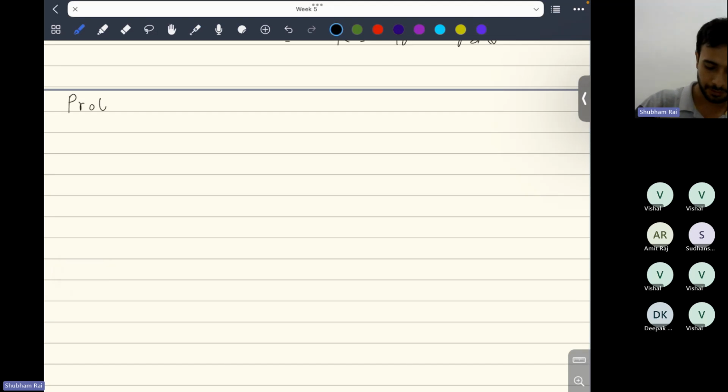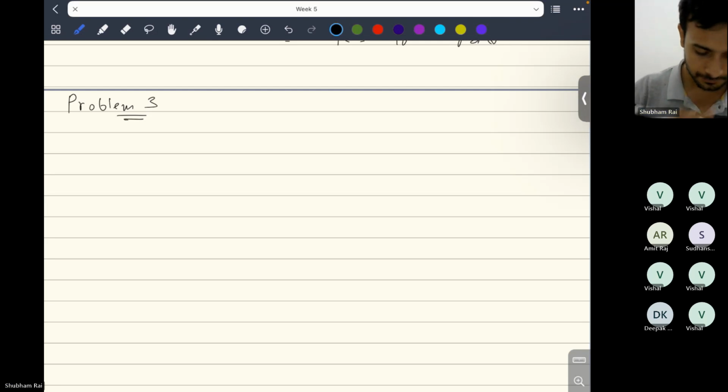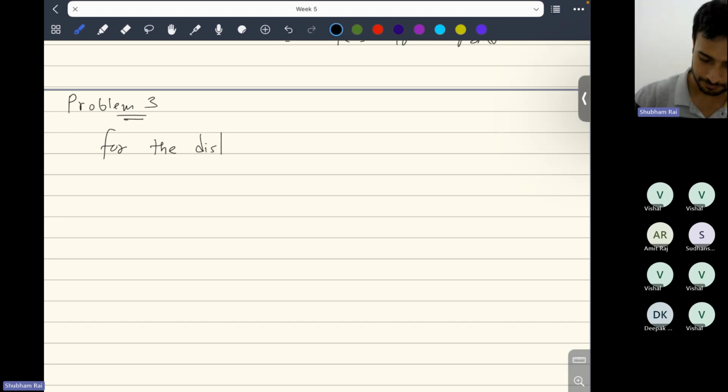So you have problem 3. In problem 3, you have to find the strain for the displacement field, which is this one: u1 is k times x1 square.